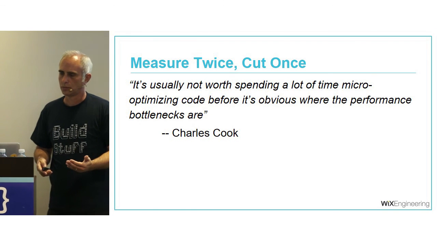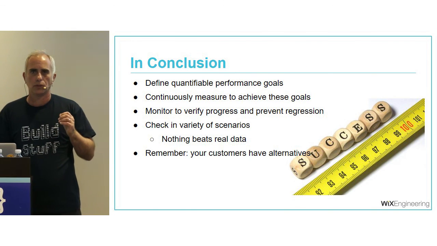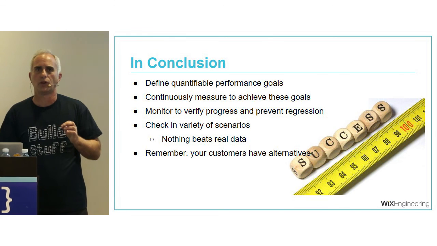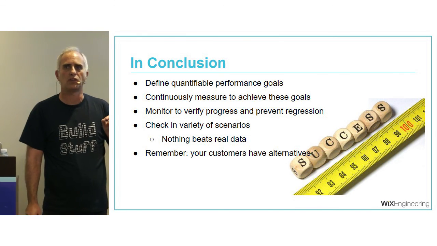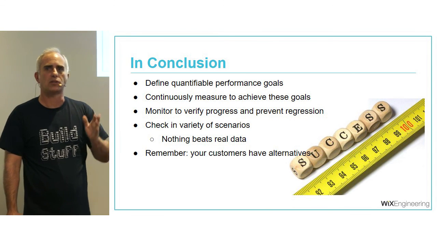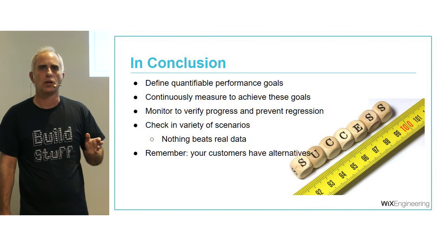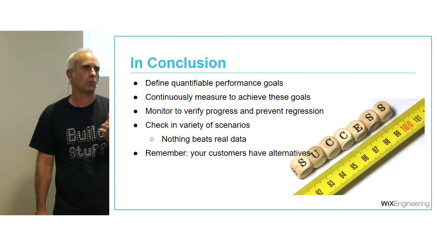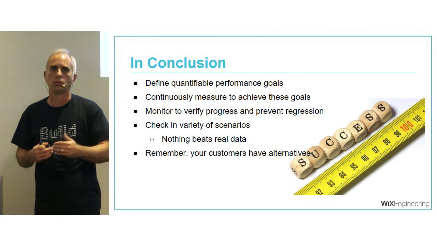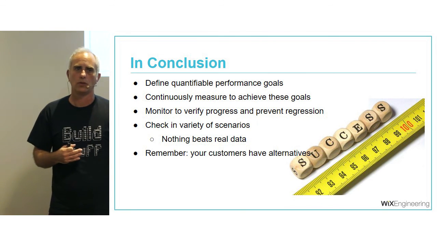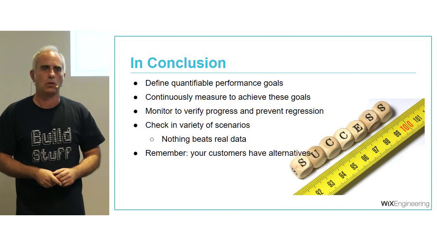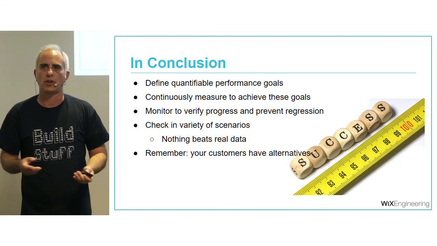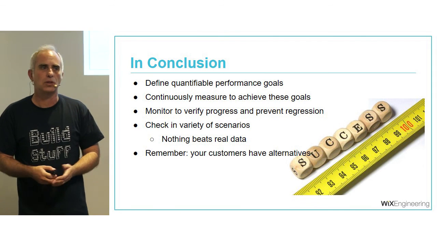So in conclusion, any goal that you define must be quantifiable. Don't just say, I want my site to load fast. Say, I want my site to load in under 2 seconds, or under 1 second if you're trying to abide by Google's guidelines. Because if you tell your testers, I want my site to be fast, what does that mean to them?